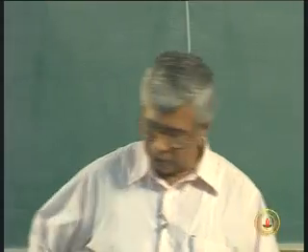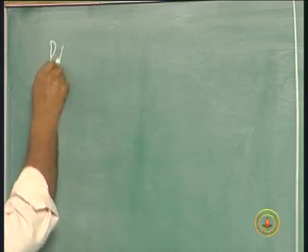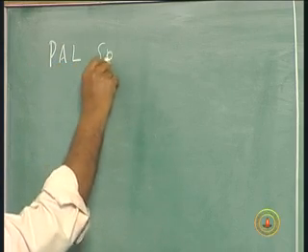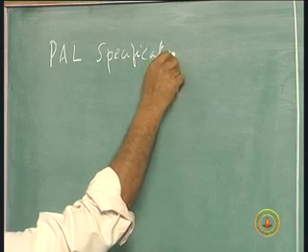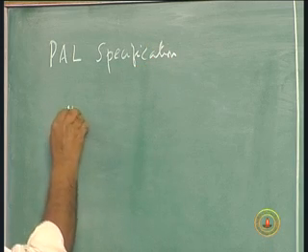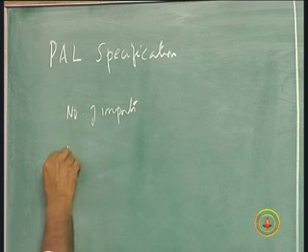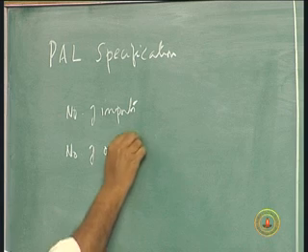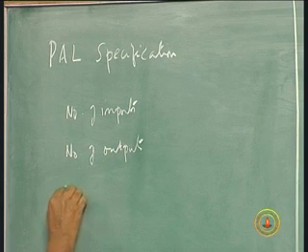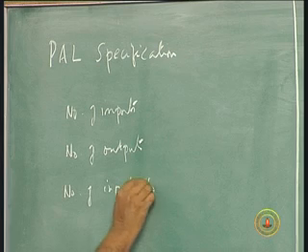So, you will have to give a specification, for example, a PAL specification: the number of inputs available, number of outputs, and then the number of inputs to each OR gate.